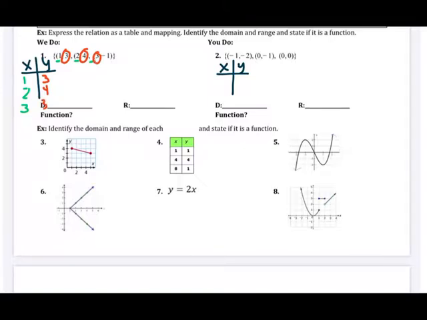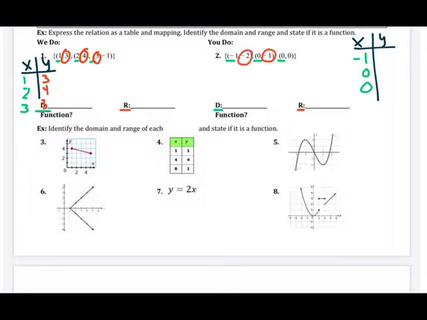Go ahead and pause this video and do the same thing on problem number 2. So my domain are all of my x's, -1, 0, and there are actually 2 zeros. And my range is all of my y's, -2, -1, and 0. So -2 goes with -1.